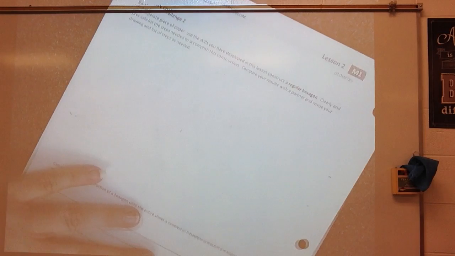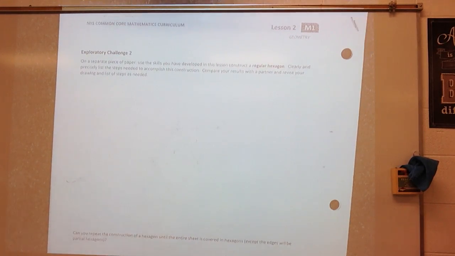Alright, our next exploratory challenge is going to give us some more practice. On a separate piece of paper, use the skills you have developed in this lesson and construct a regular hexagon. Clearly and precisely list the steps needed to accomplish this construction. Compare your results with a partner and revise your drawing and list of steps as needed.